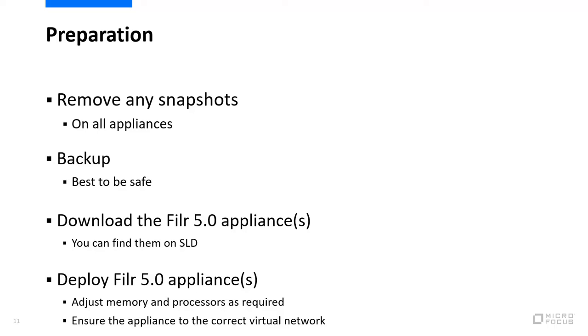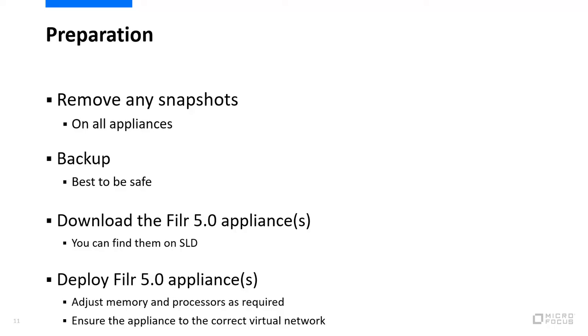So you also obviously need to download the Filr 5 appliances. You can find them in the download section on SLD, and then you need to deploy those into your hypervisor. Do adjust the memory and processors as required. As I said, the default now is 20 gig, but for instance, if you are already running your Filr web nodes with 32 gig of memory, you most probably want to adjust the memory initially for that. The other thing is just ensure that your appliances are on the correct virtual network. I know some people in the past have booted them up and they're on the wrong network and they can't find other servers that they're communicating with. So do check that as well.